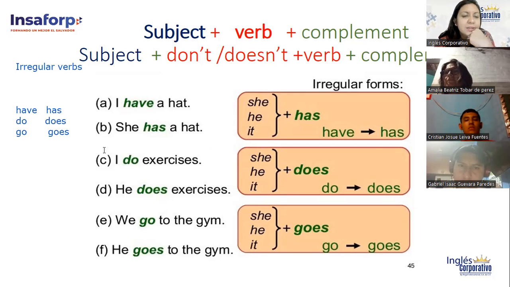Okay? Now with the verb do. I do exercise, you do exercise, we do exercise, they do exercise, but she does exercise. He does exercise. It does. And the same with go. We go to the gym, but he or she goes to the gym. Okay? Still clear?